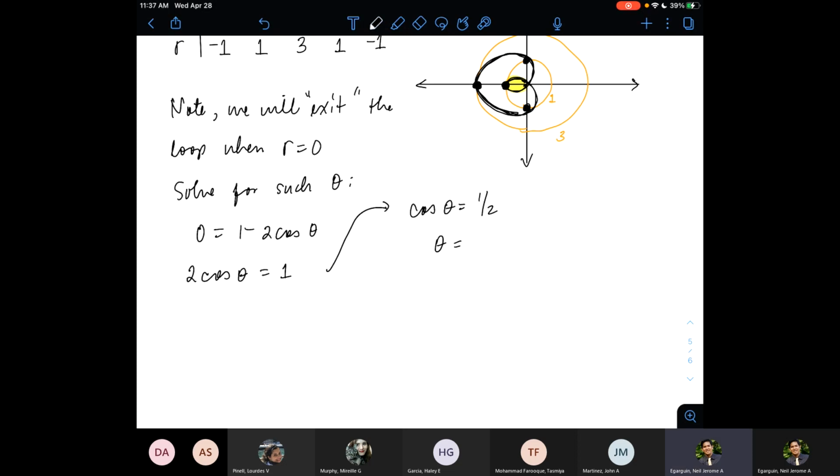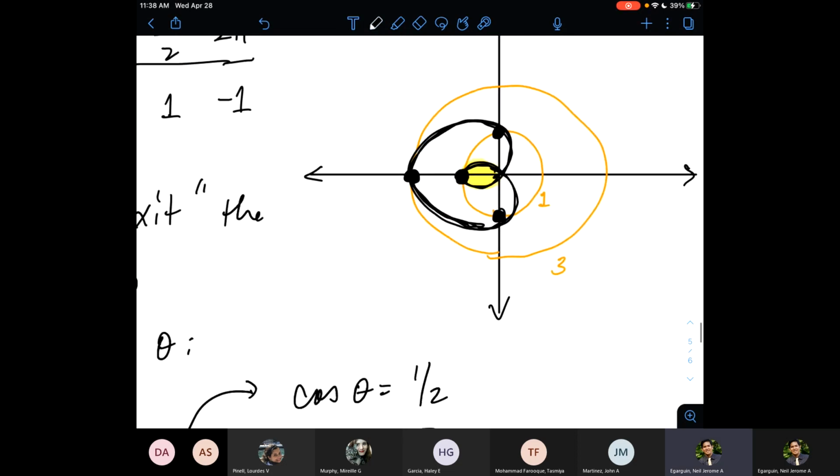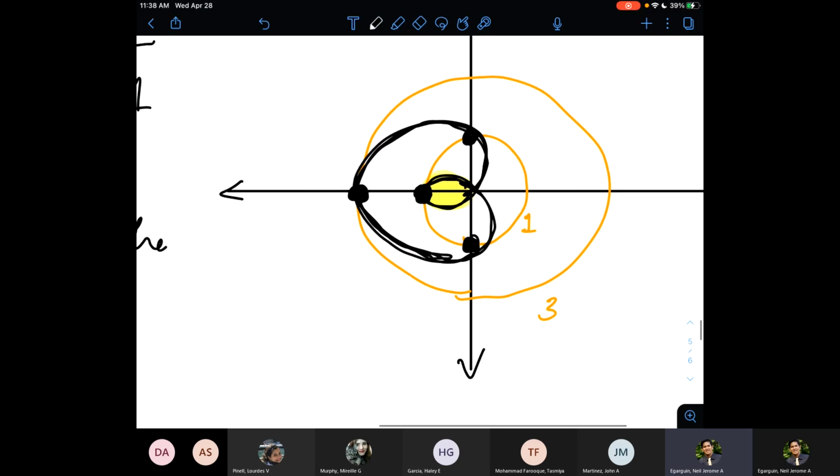Cosine will be 1/2 when theta equals pi over 3 in the first quadrant. And the other one would be at, when will it be 1/2 again? 5 pi over 3. Right? So this tells us the way the limaçon was drawn was like this.